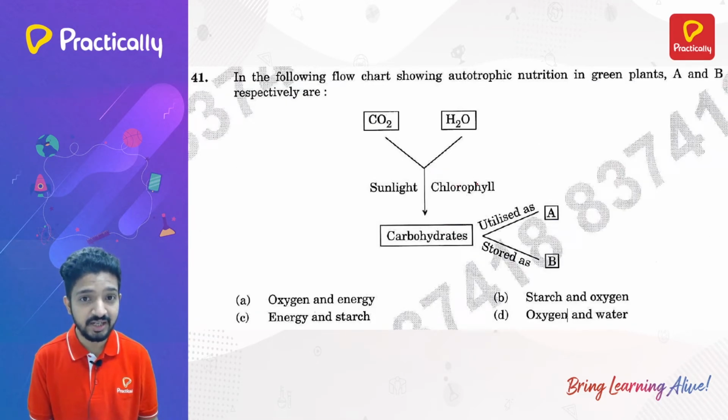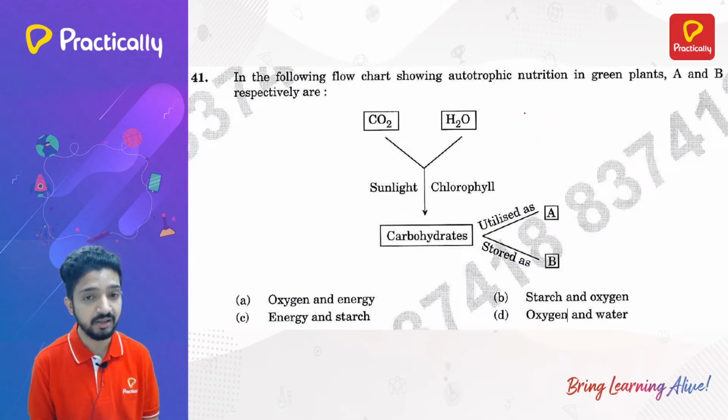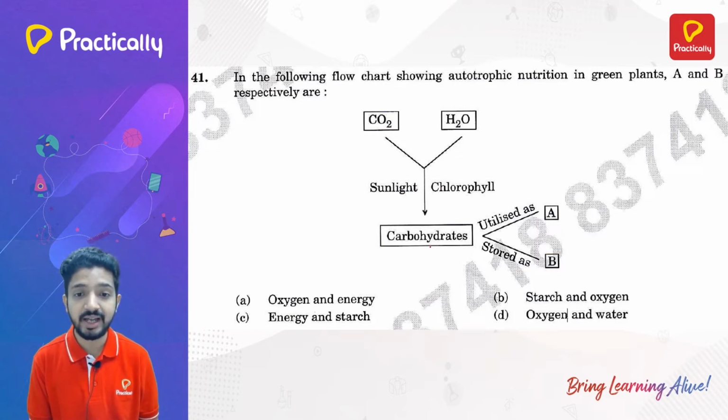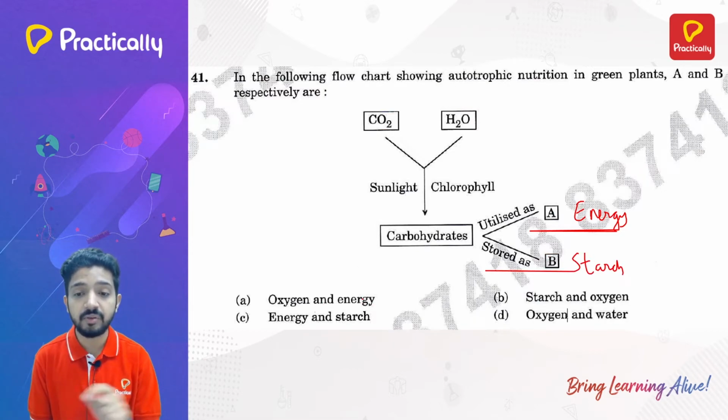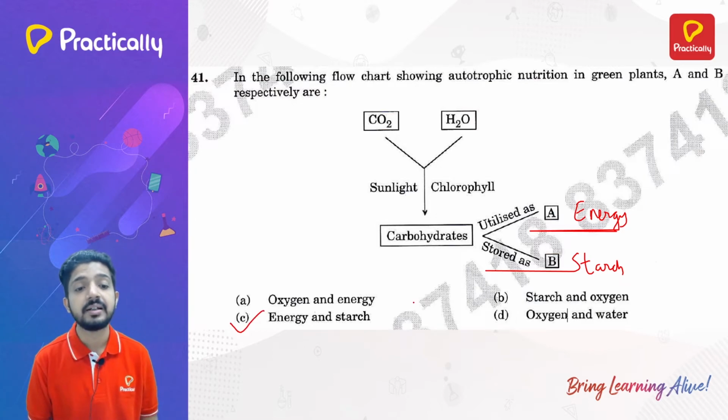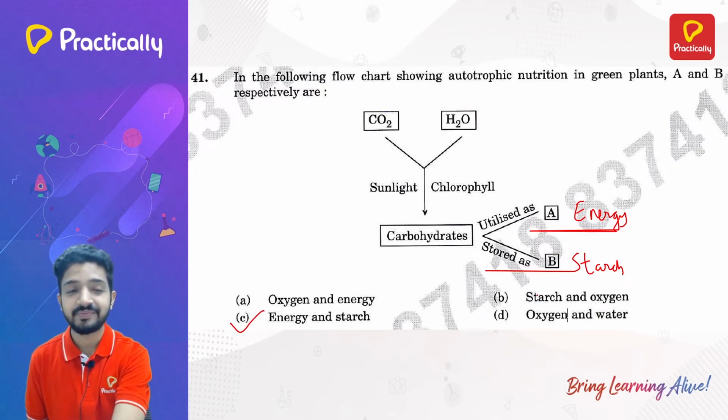In the following chart showing autotrophic nutrition in green plants, A and B respectively are... So we know that CO2 and H2O in the presence of sunlight and chlorophyll produce carbohydrates, which will be utilized as an energy source by the plant and which will be stored in plants in the form of starch. Hence, the correct option from all of this is C, that is energy and starch.